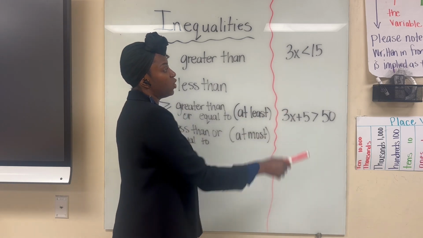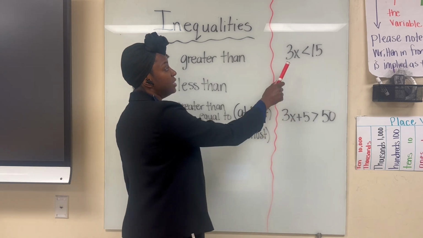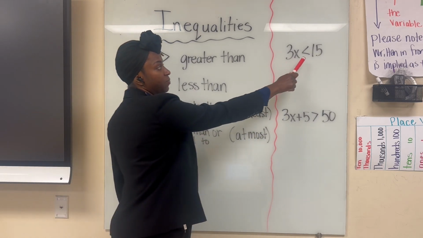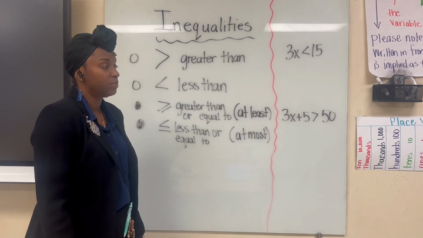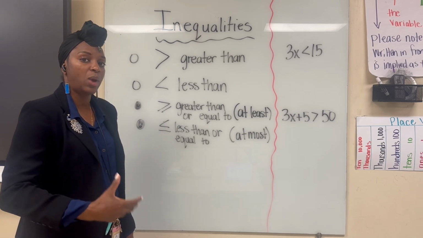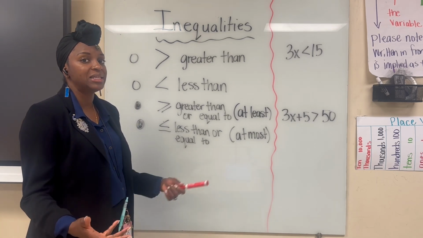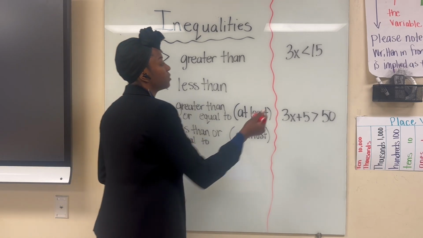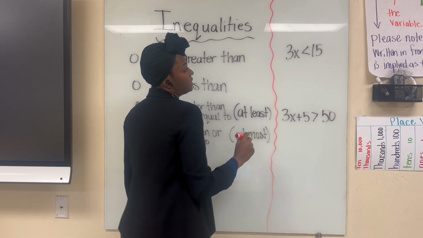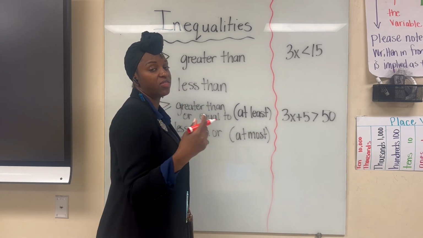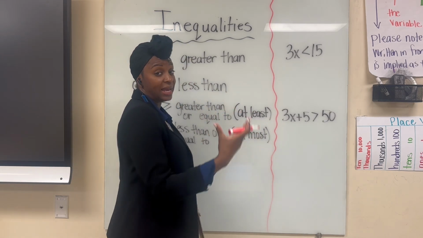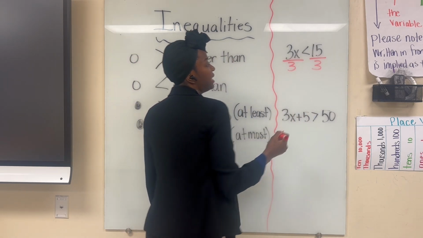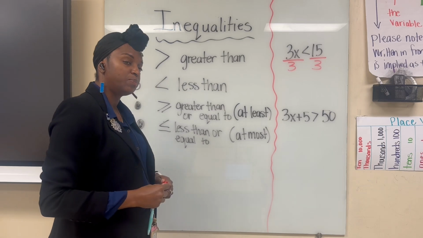So here are two inequalities. The first inequality is 3x is less than 15 because we're using the less than sign. The arrow is pointing to the left. We're going to solve it the same way we would an equation by balancing both sides. We're going to perform the opposite operation. The goal is always to isolate the variable, to get it by itself. So we're going to divide by 3 on both sides since that is the opposite operation of multiplication.